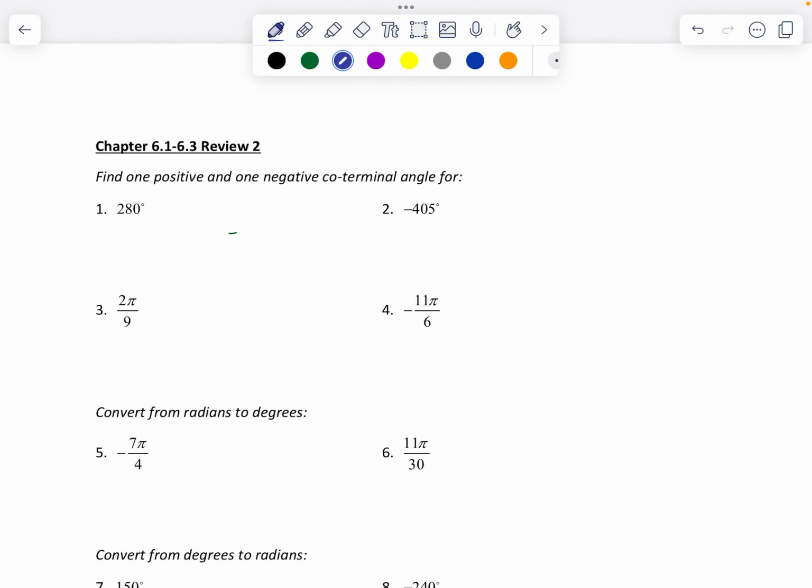All right, everyone, so this is 6.16.3 review 2 in preparation for your quiz tomorrow. So on number 1 and 2, you want to find one positive and one negative coterminal angle.